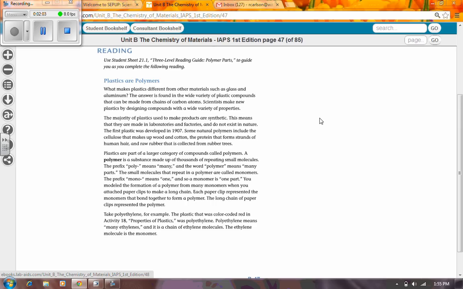Some natural polymers include the cellulose that makes up wood and cotton, the protein that forms strands of human hair, and raw rubber that is collected from rubber trees. Plastics are part of a larger category of compounds called polymers. A polymer is a substance made up of thousands of repeating small molecules. The prefix poly means many, and the word polymer means many parts. The small molecules that repeat in a polymer are called monomers. The prefix mono means one, and so a monomer is one part.